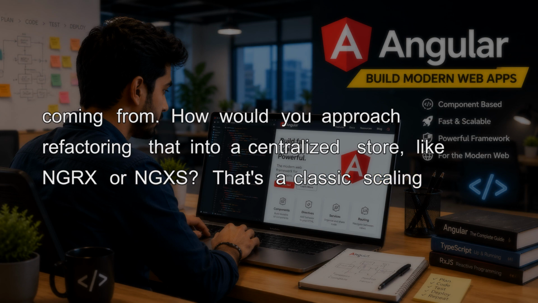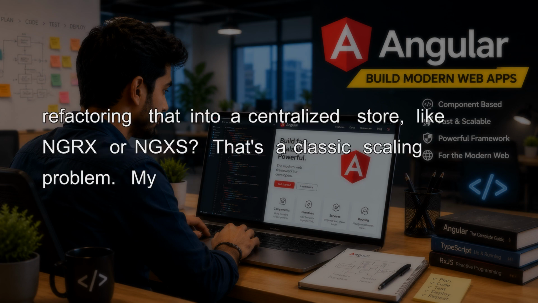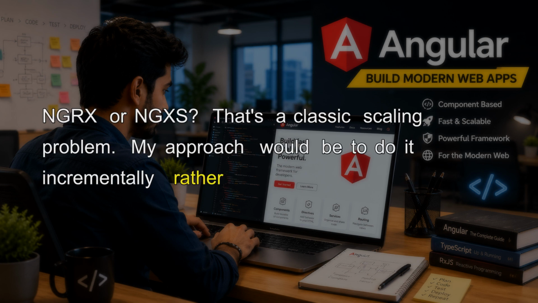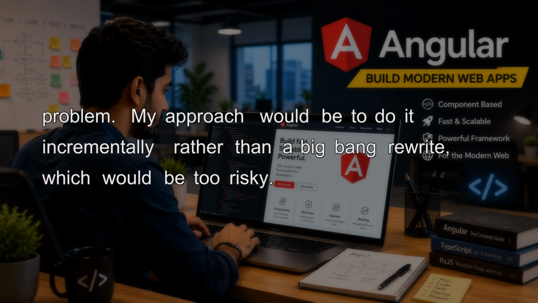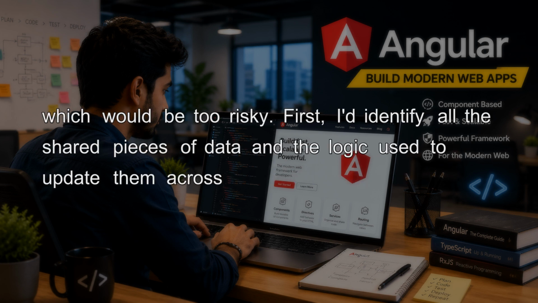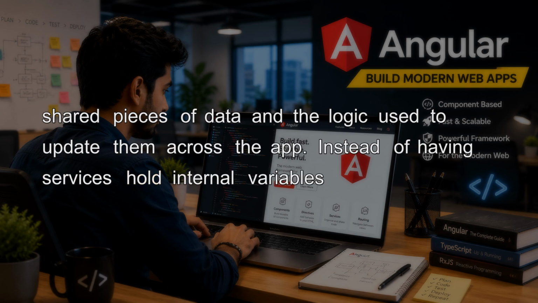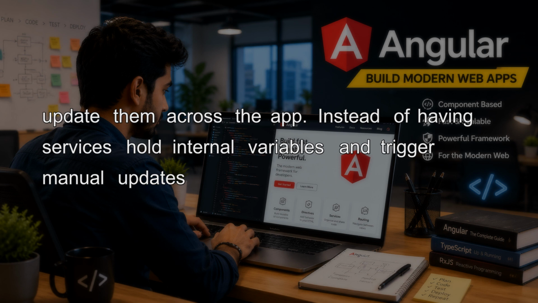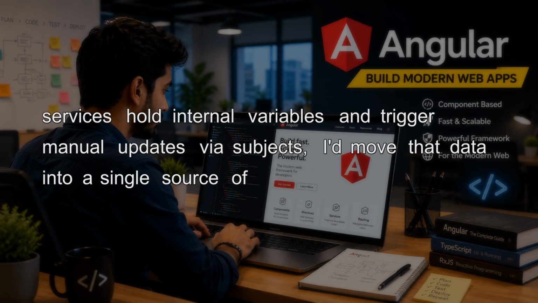That's a classic scaling problem. My approach would be to do it incrementally rather than a big bang rewrite, which would be too risky. First, I'd identify all the shared pieces of data and the logic used to update them across the app. Instead of having services hold internal variables and trigger manual updates via subjects, I'd move that data into a single source of truth, the state.